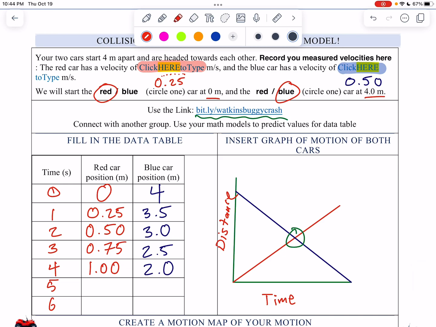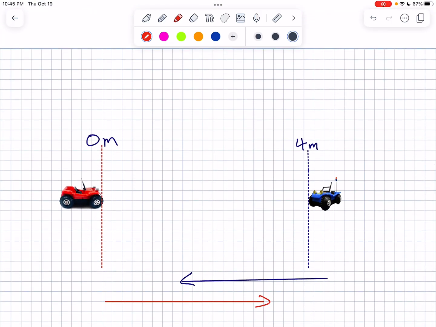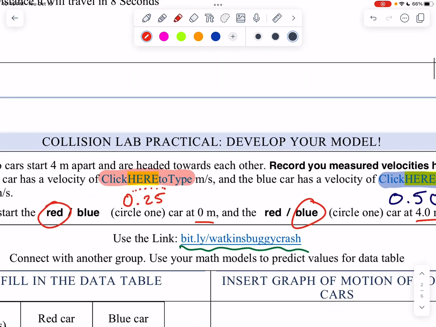On day 2, you were paired up with one other group, ideally with the opposite color car. You were asked, without collecting any more data, to simply share what each group's velocity is. And then, remembering that the whole point of this lab is setting up your cars opposite each other with 4 meters in between, the whole point is to predict where and when the two cars are going to collide. It's a little bit tricky because each car has a different velocity. And that velocity is what you're supposed to share with each other.